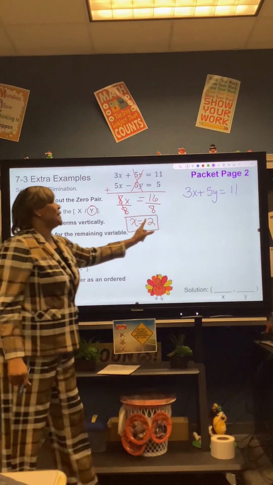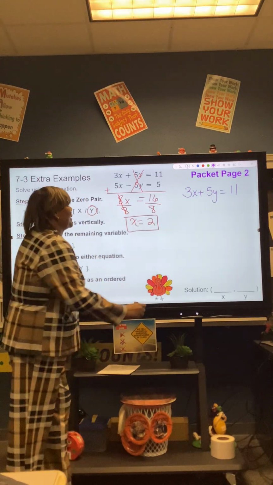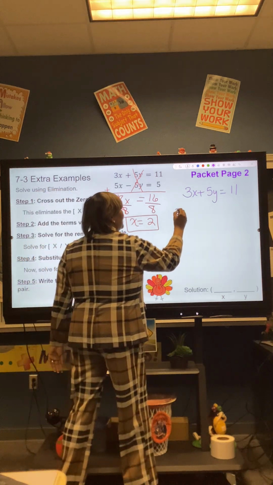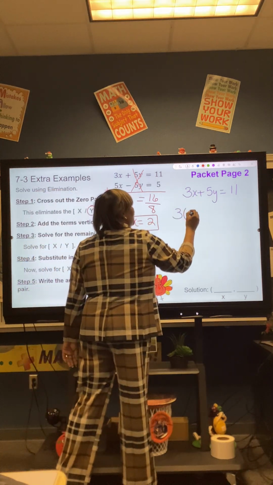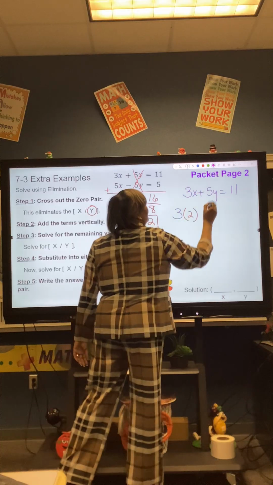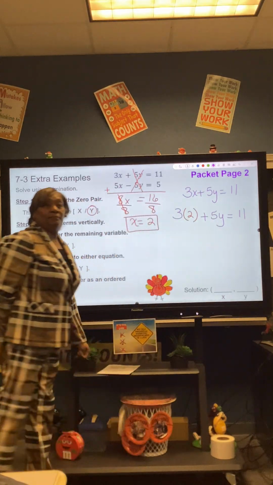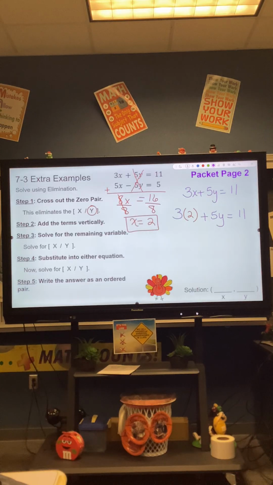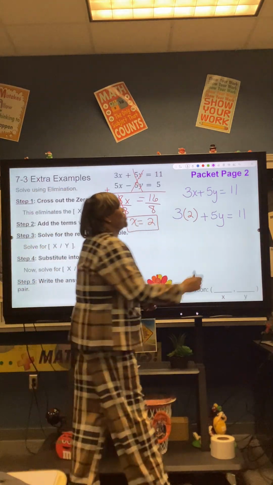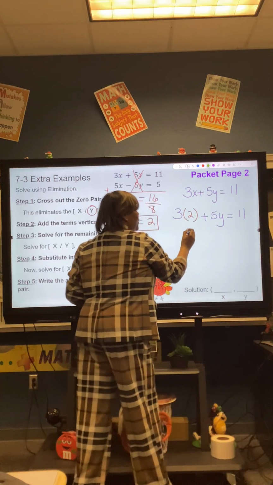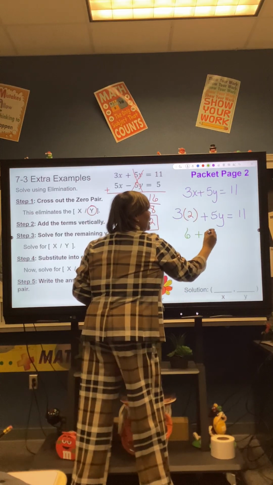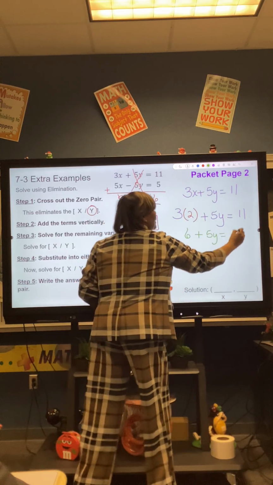Substitute, replace the 2 in for the x. So you should be writing 3, substituting the 2 in, plus 5y is equal to 11. Now you got yourself a nice little 2-step equation that we've been doing since the 5th grade. Okay? When you multiply 3 times 2, what is your product? 6. So now I have 6 plus 5y is equal to 11.